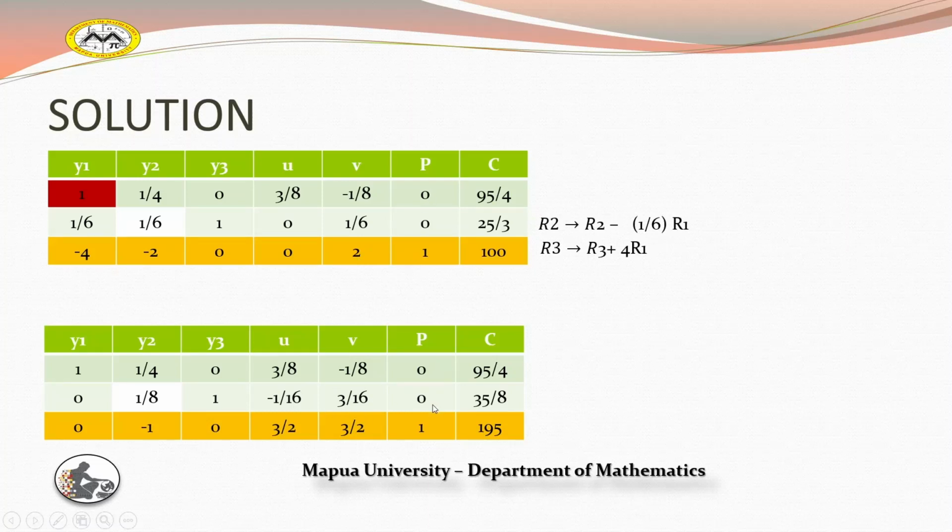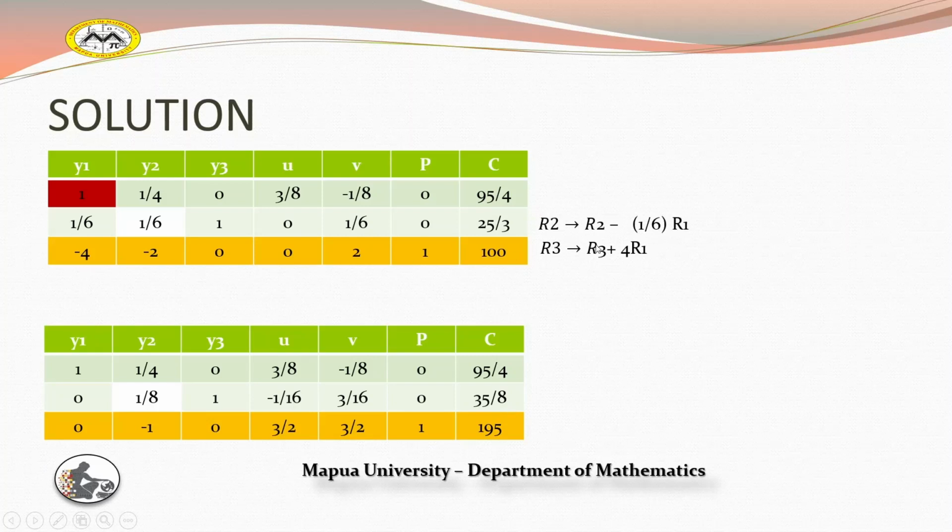0 minus 0 is 0. 25 over 3 minus 1/6 of 95 over 4. So this is 25 over 3 minus 95 over 24. The answer is reduced as 35 over 8.